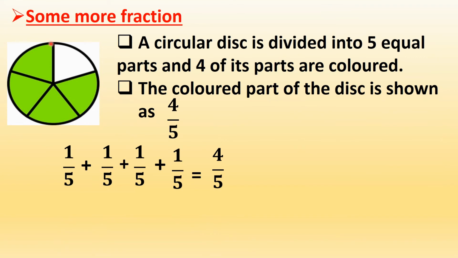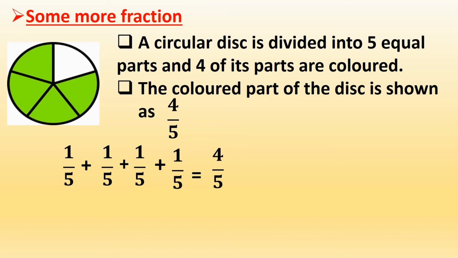Some more fractions, means different meanings of fractions. A circular disc is divided into 5 equal parts and 4 of its parts are colored. The colored part of the disc is shown as 4 upon 5. Students, remember this point: 1 upon 5 plus 1 upon 5 plus 1 upon 5 plus 1 upon 5 is equal to 4 upon 5.